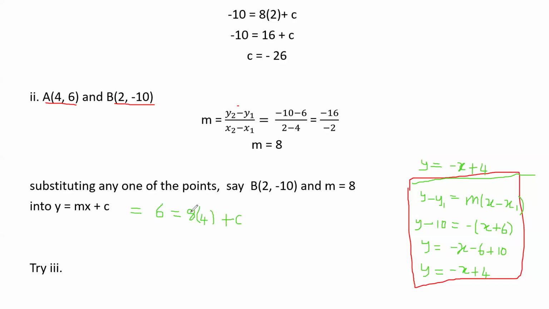8 times 4 is what? 32. So let's send this 32 to this side. Are you okay? Yes, sir. We get 6 minus 32 equal to C.